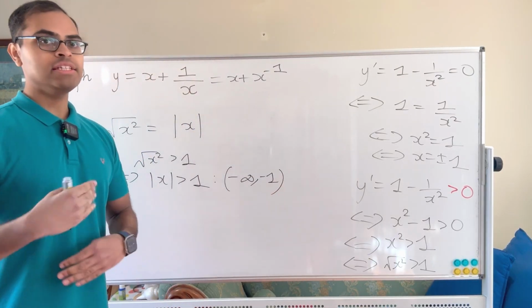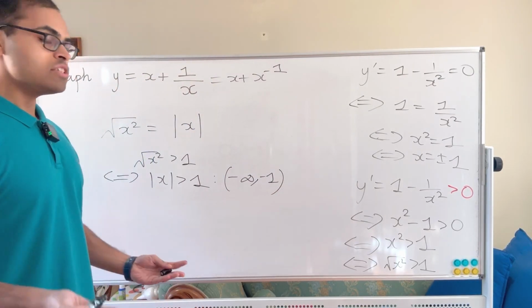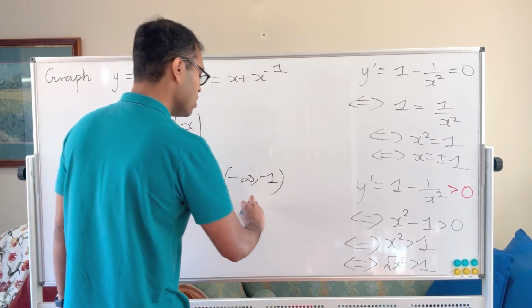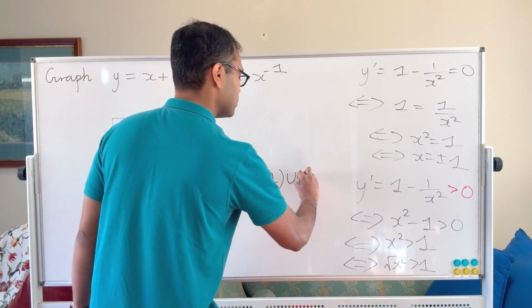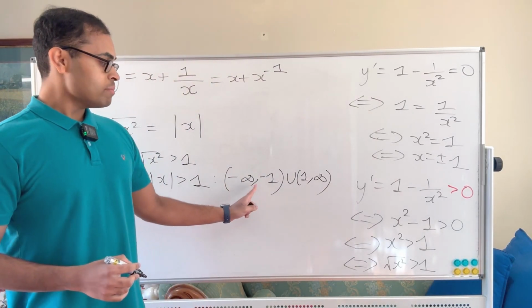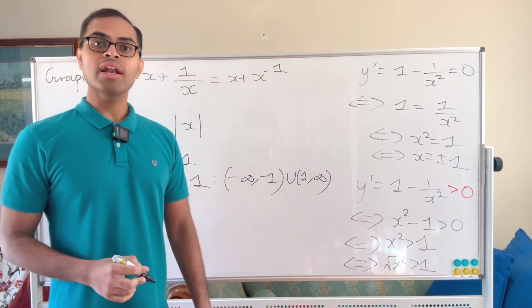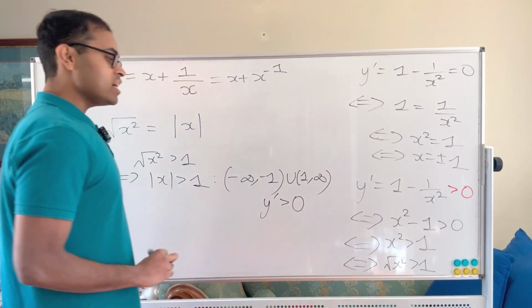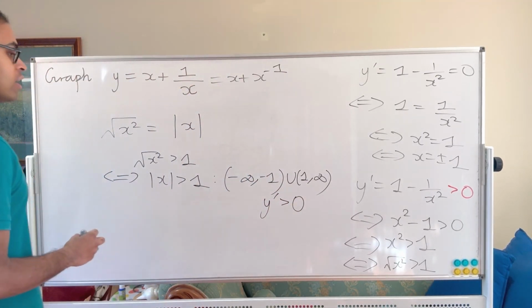Absolute value of x is the distance from x to 0. So the distance from x to 0 is greater than 1 when x is either to the left of negative 1 on the number line, or when x is to the right of 1 on the number line. So you have a union of these two open intervals. You're just taking all numbers less than minus 1 and all numbers greater than 1. And that's when the derivative is going to be positive. And we know that the derivative is going to be negative on the opposite.